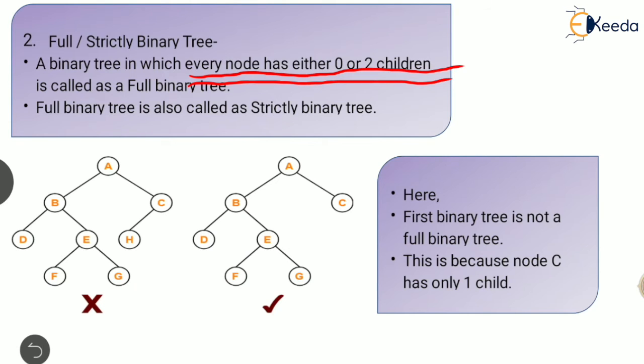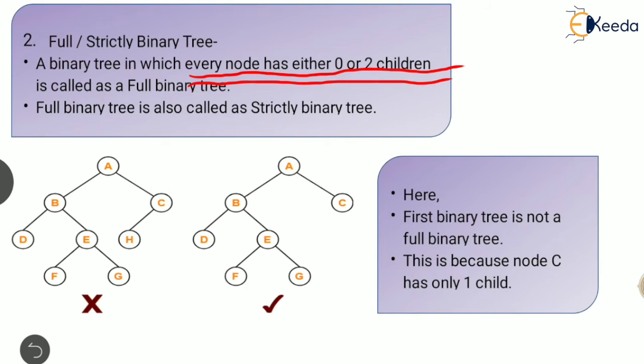Now see here, if we observe the second figure, in that every node has 2 children. Node A has 2 children B and C. Node B has 2 children D and E. Node E has 2 children F and G. But on the other side, node C has only one child. Right? It is not having 0 children, it is having 1. So it is not a full binary tree.